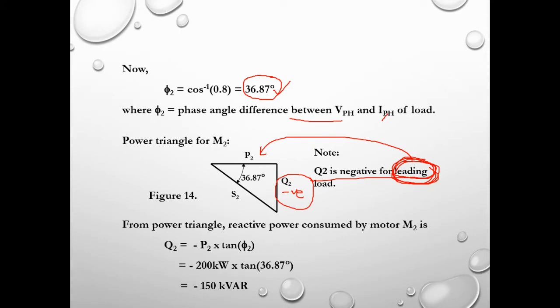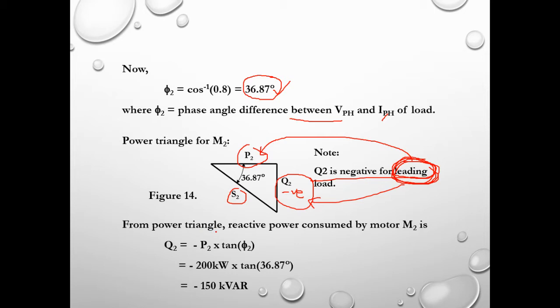So once it is leading, it means P2 is leading S2, or in common, P is leading S. So P is located on top of S, meaning P2 is leading. Or we can simply understand from the position of Q2. Leading means negative as well. So this is the angle of 36.87 degrees between P2 and S2 with negative Q2.